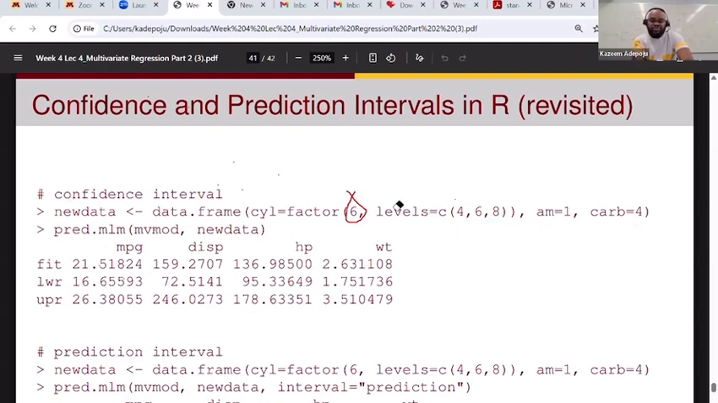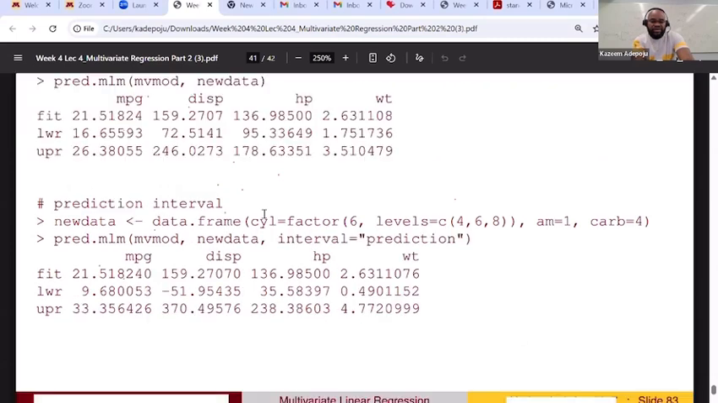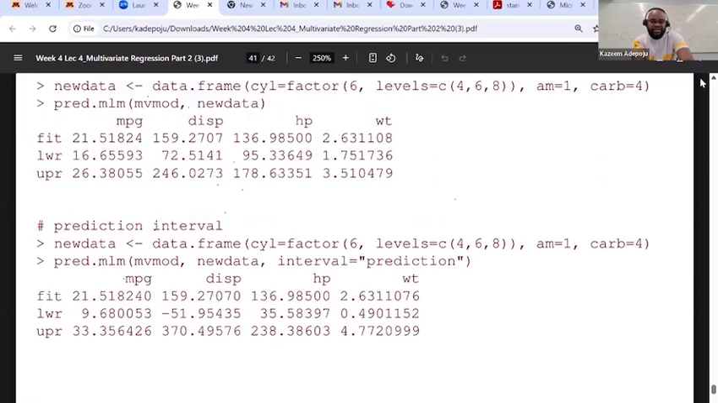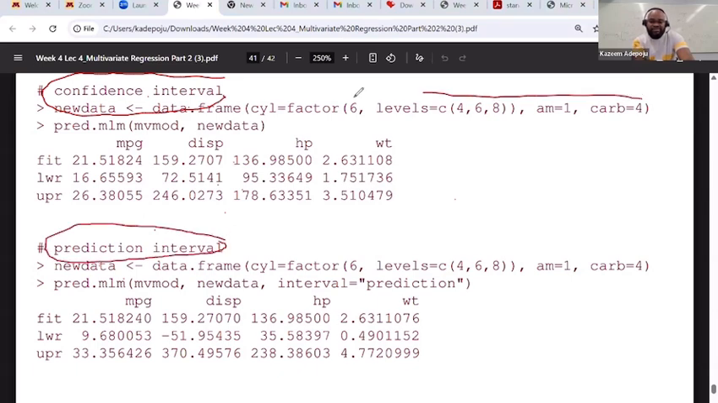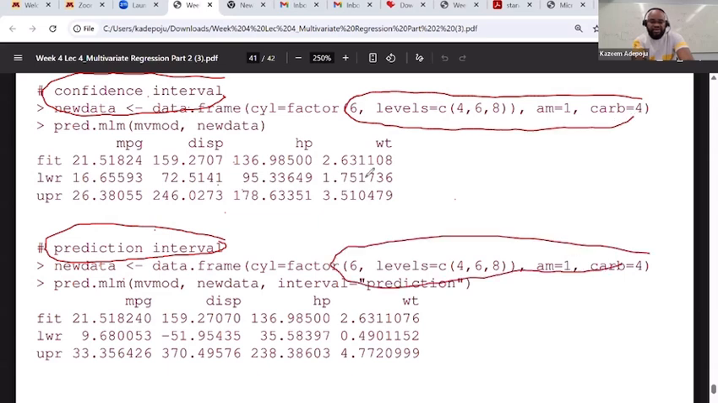But what about for an individual? Just like I said, there's a difference: prediction for the average is called a confidence interval, and prediction for an individual is called a prediction interval. We're still repeating the same, except that in R, if you don't tell R what you're doing, it's going to take it as a confidence interval. But if you indicate that the interval be prediction, it's going to do a prediction interval.